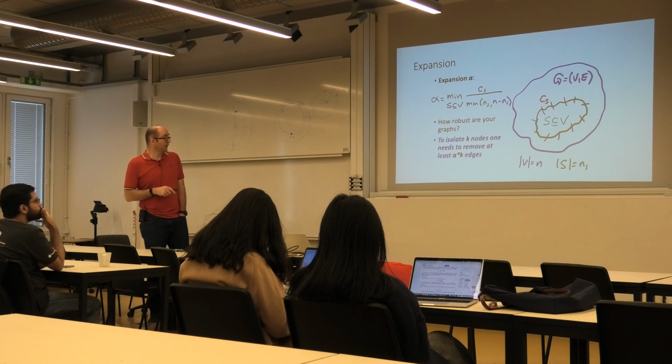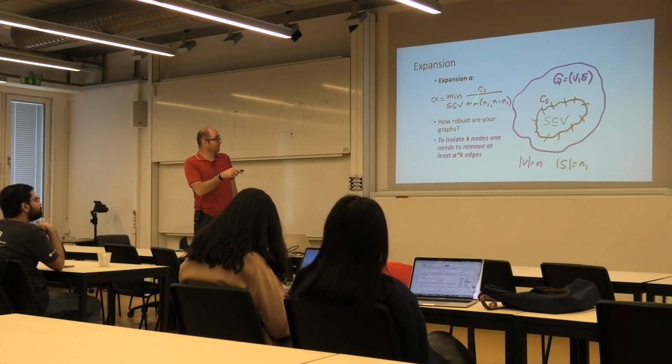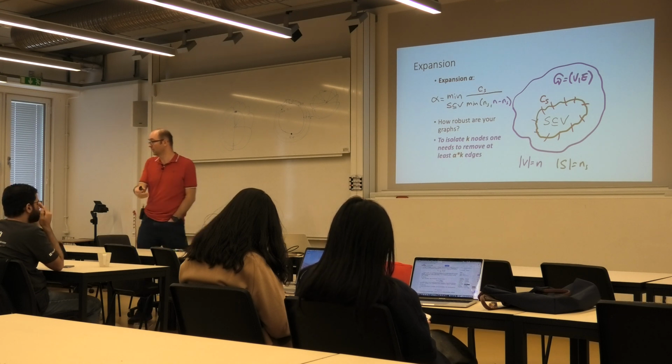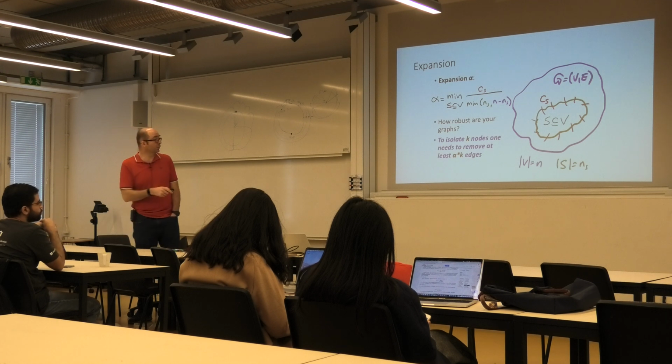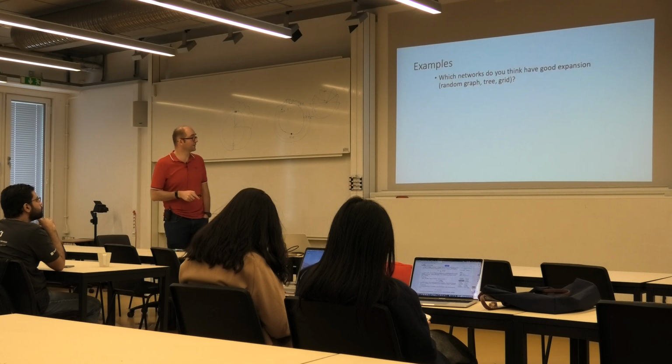So normally, we say it's robust, and the intuition is the following. To isolate k nodes, one needs to remove at least alpha times k edges. That would be the interpretation. So if you want to isolate k nodes, you would need to remove, in expectation, this expansion number of edges.